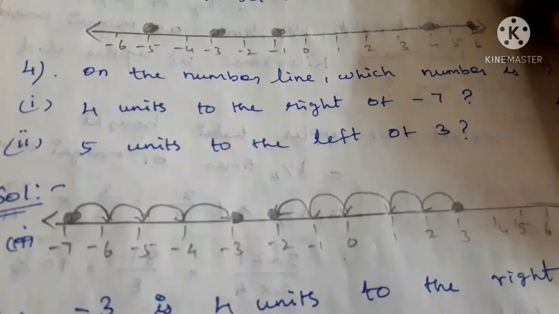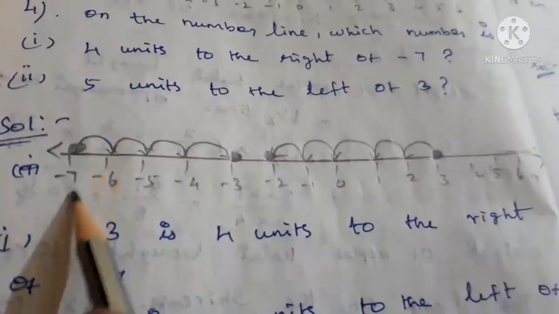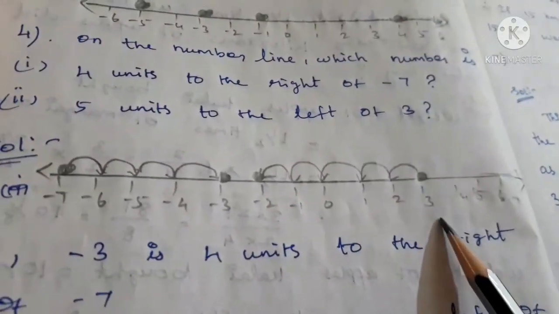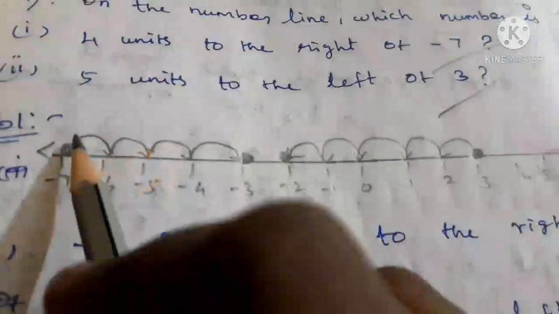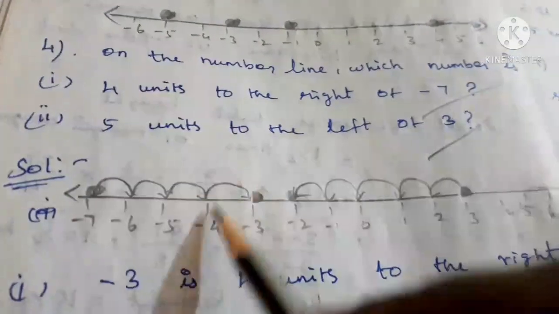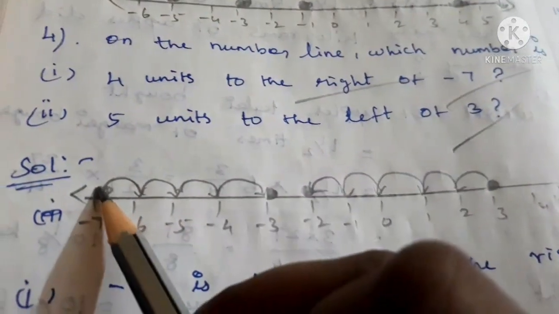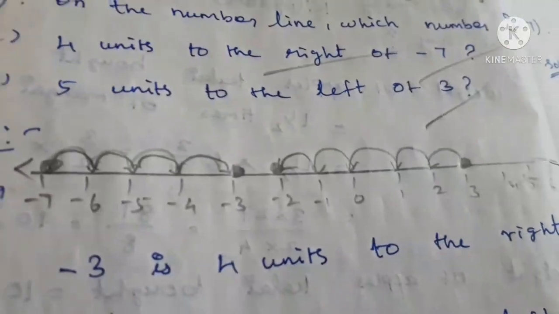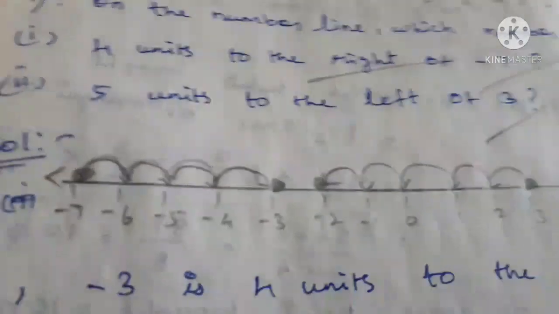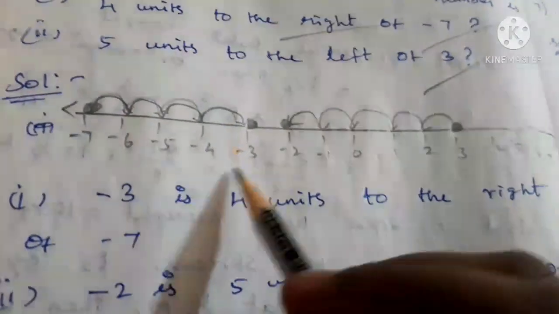5 units to the left of 3? We should just draw the number line. Then mark the numbers till minus 7 and till 3, because they have asked for both numbers. So from minus 7 you should go 4 units to the right, they have told. So start from here: 1, 2, 3, 4. If you complete, what is your finishing point? You've got minus 3.